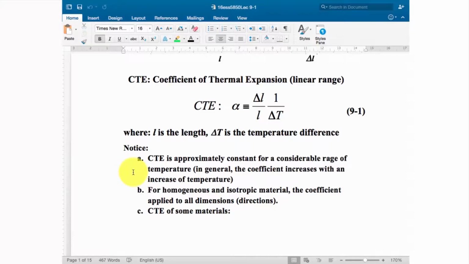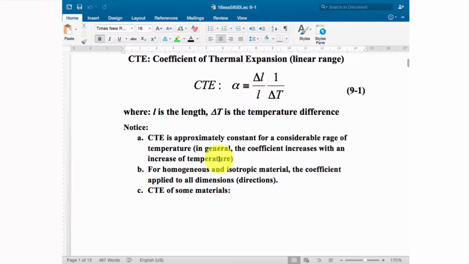But if you want to do it accurately, many times we will consider it as an equation, not only one spot point, okay? So that's CTE. And usually the CTE increases with the increment of temperature. When we increase the temperature, the CTE usually increases. But for easy calculation, we usually use one single value.